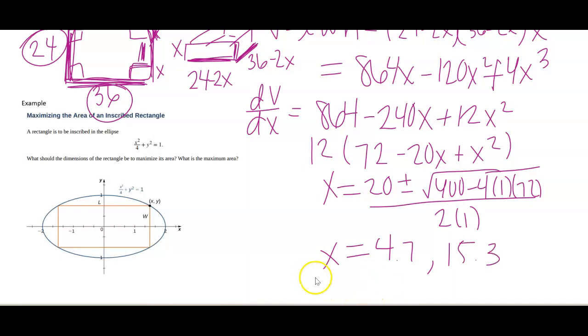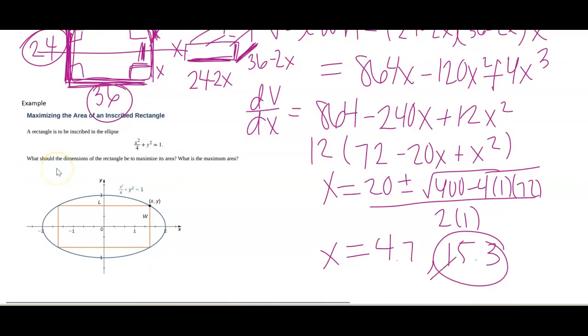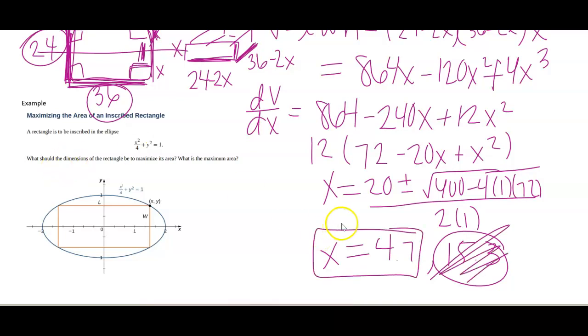And then let's go back up and look at our domain here. Now, if I cut out an x of 15.3, I only have 24 inches here. And I have to cut out 2 sides. So the max I can make x is 12. So 15.3 is not going to end up being a solution. And this is going to be my x value that's going to cause my solution here.